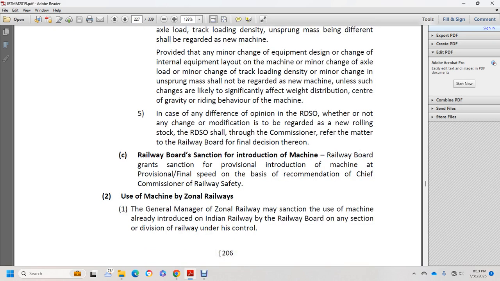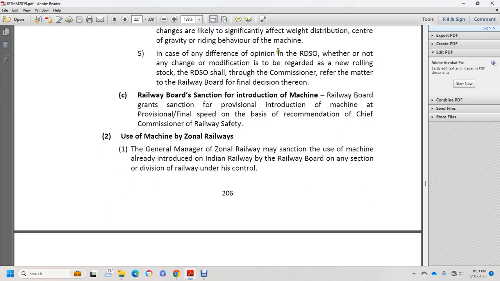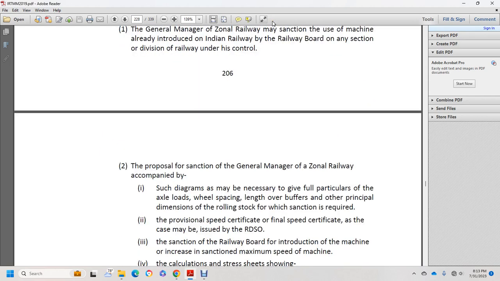2. Use of the machine with his own railways. General manager's own railway may sanction the use of the machine. Always introduce Indian Rail with a railway board. Any sanctioned division railway under this control. Proposal sanction general manager's own railway accompanied with such diagrams may be necessary.